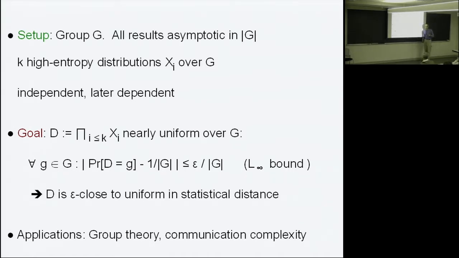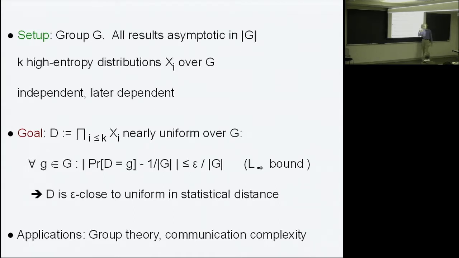Now our goal is to show that if you multiply the distributions together, then you get something which is very close to uniform over the entire group. By multiplying, I just mean that you sample from each distribution and you output the product, or you take the convolution of the probability vectors. And by nearly uniform in this talk, I'm going to mean a strong L-infinity type of property.